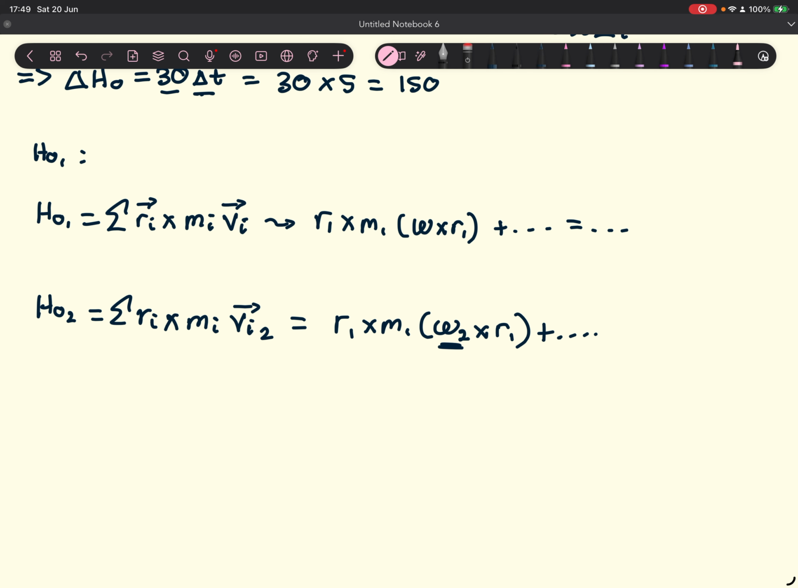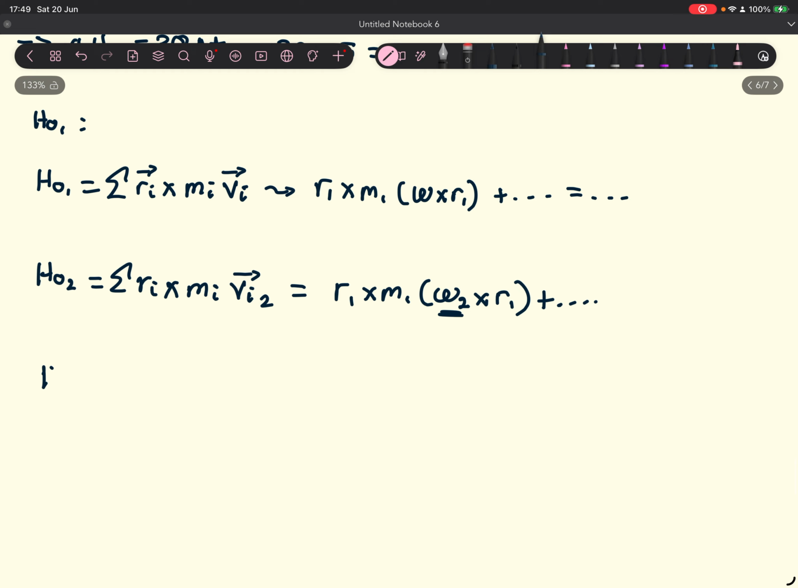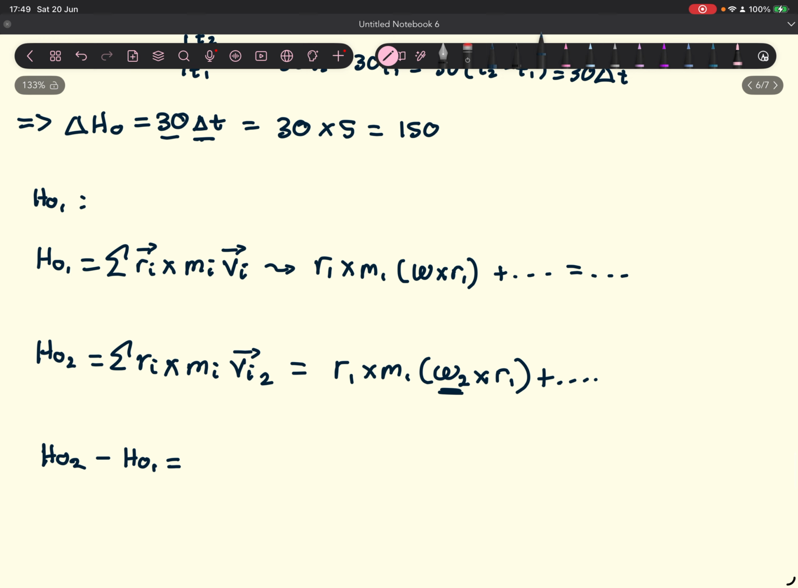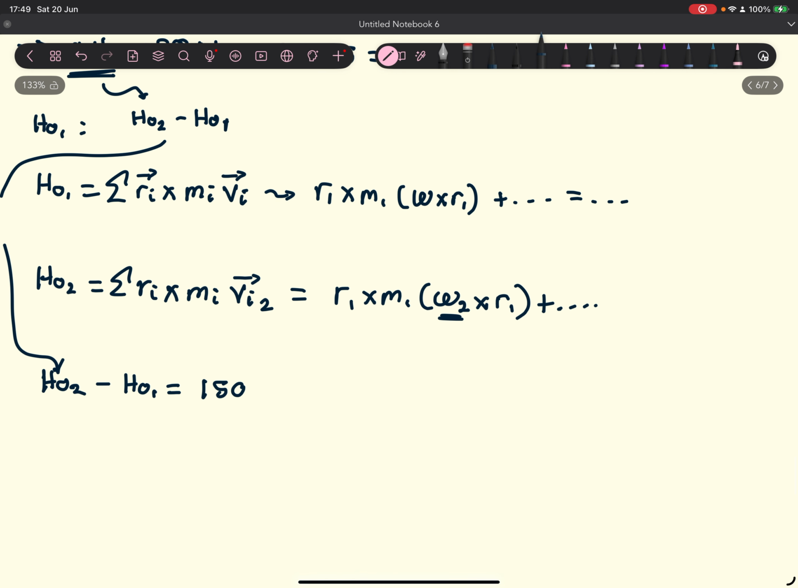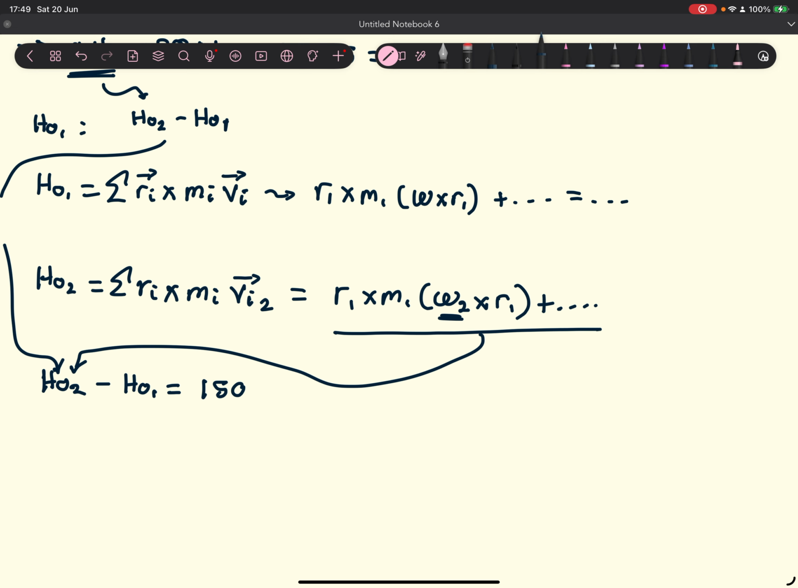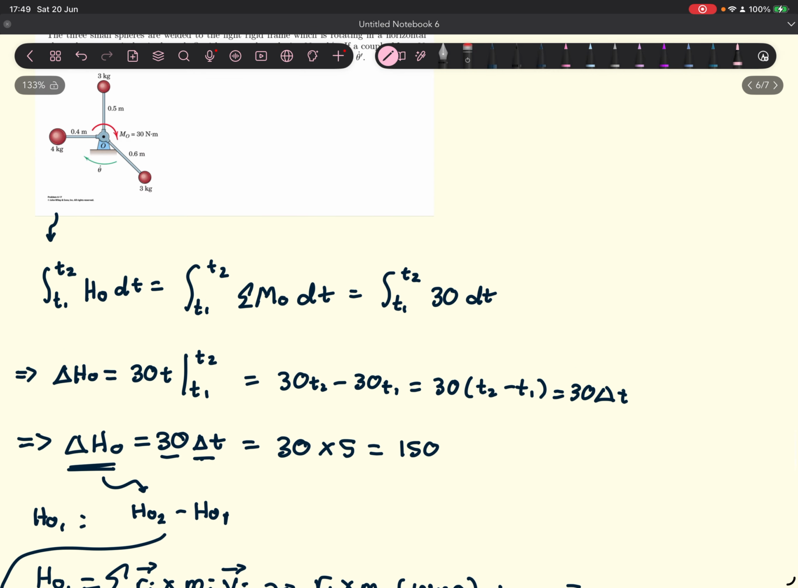You won't be able to solve for it directly, but you know that HO2 minus HO1 is equal to 150. So this delta H, we simplified it to HO2 minus HO1, which is what we put over here, and that's equal to 150. So you write the answer from this equation, and then substitute that there, and you'll be able to solve for omega 2. Okay, hope that makes sense.